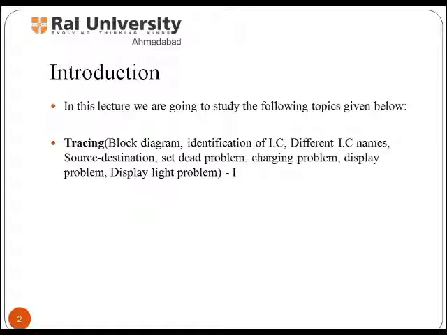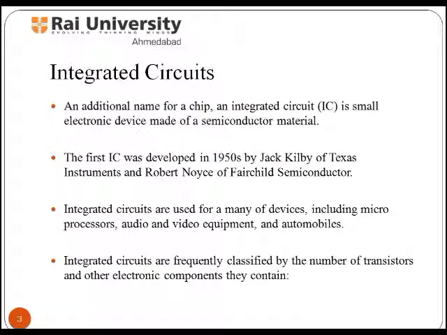Let's begin with brief explanation of concept of integrated circuits. An integrated circuit, sometimes called a chip, is a semiconductor wafer on which thousands and millions of tiny electrical components are attached and fabricated. A particular IC is categorized as either linear or digital depending upon its intended application, as they are used for many devices including microprocessor, audio, video equipment and automobiles.